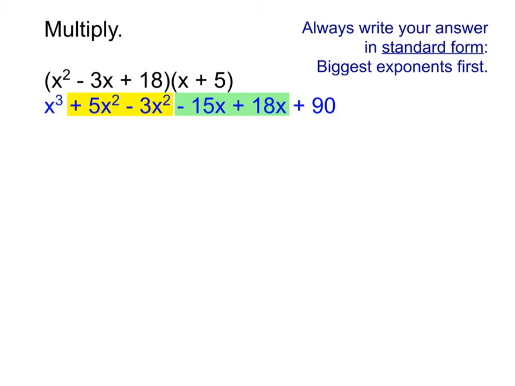We got a couple sets of like terms here. We got the x squareds that we can combine, and we got the x's that we can combine. So we're going to go ahead and do that. And when you do so, you should end up here as your final answer, just x cubed plus 2x squared plus 3x plus 90.